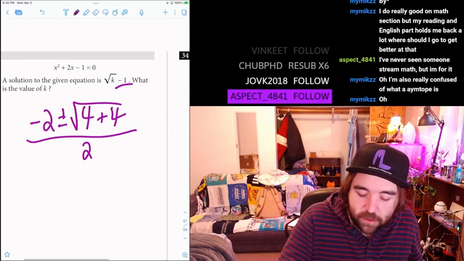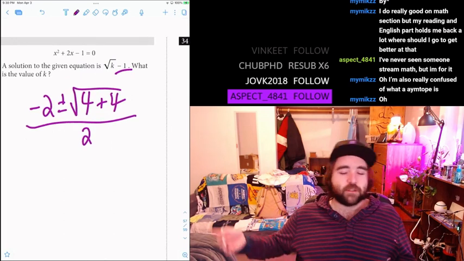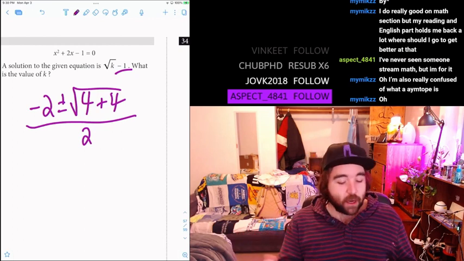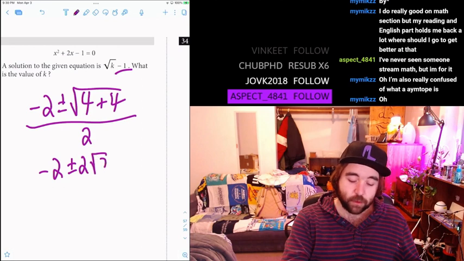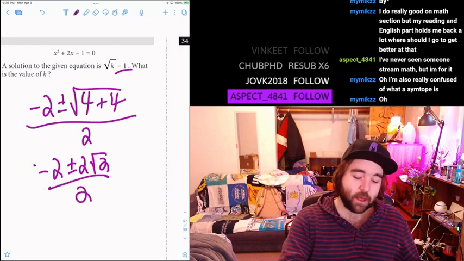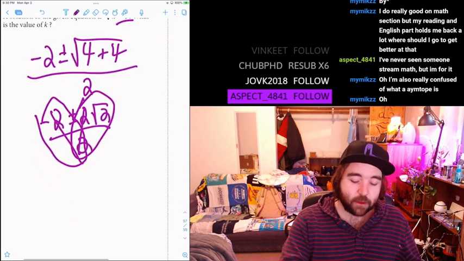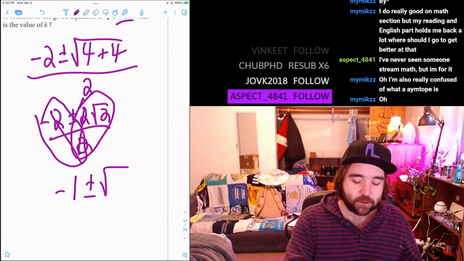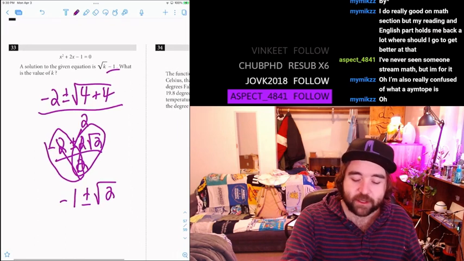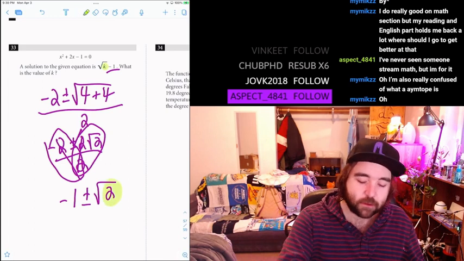And so look, that's where they get the negative 1, because now we're simplifying things. So 4 plus 4 is 8. Square root of 8 is 2 root 2. So this is negative 2 plus or minus 2 root 2 over 2. And then since both of these things have a 2 in it, they both cancel. So we end up with negative 1 plus or minus root 2. So what is k? The number inside of the square root. In this case, that is 2.